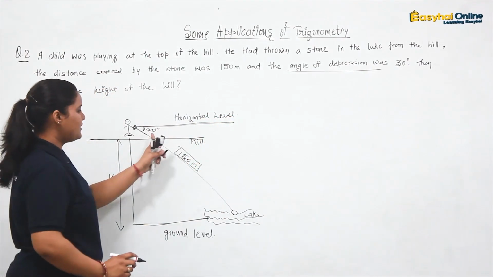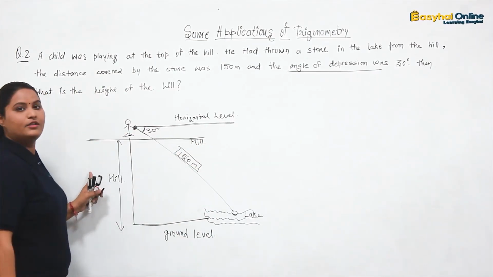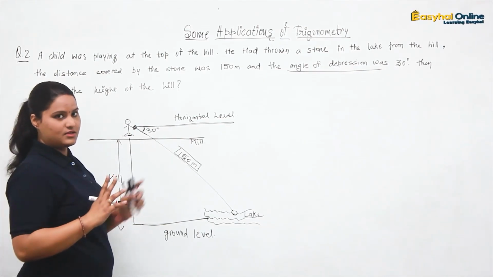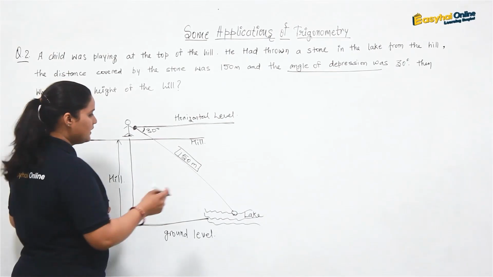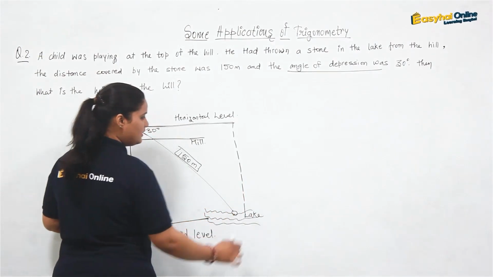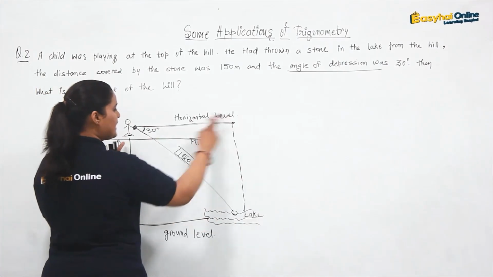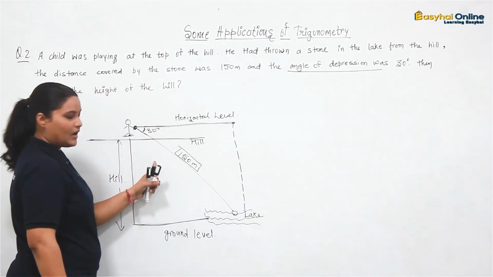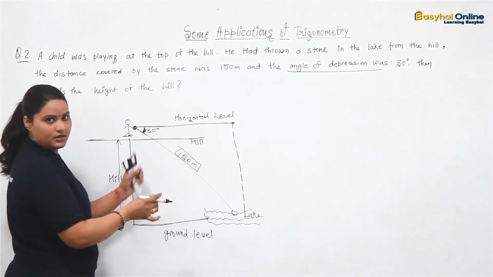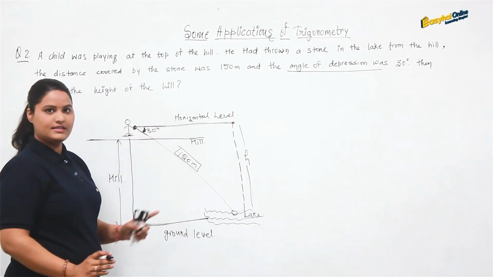Clear? This is my 30 degree angle. This is my horizontal level. This is my diagram, how it will look. But to find it out, there are two ways. Number one, I will join an imaginary line from this level to the lake and it will make a separate triangle in which this is my 30 degree angle, this is my 150 meter distance, and I have to find this height. Okay, is this clear?